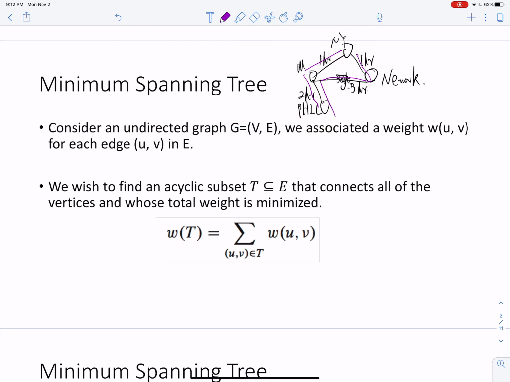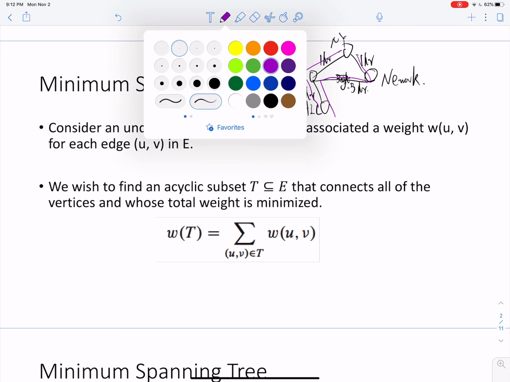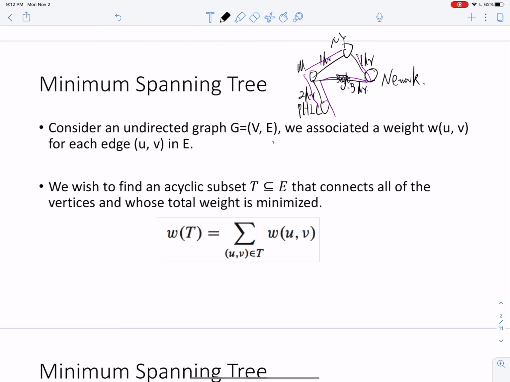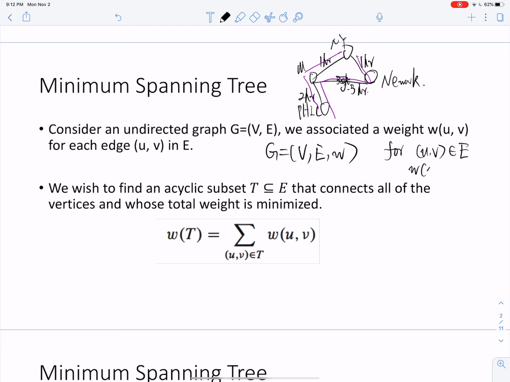This is where we need a weighted graph, because each edge plays a different role or is associated with a different cost or importance. So that's why we do this. Here, our input is an undirected and weighted graph. We represent this graph with three elements: G equals V, E, and W. W is a function such that for every edge inside the graph, there is a weight. So W tells us the weight associated with each edge in the graph.